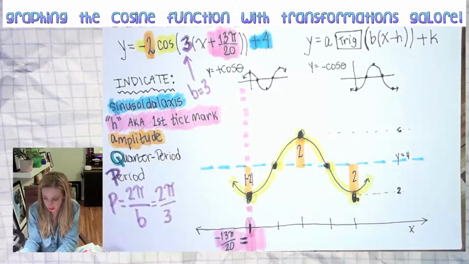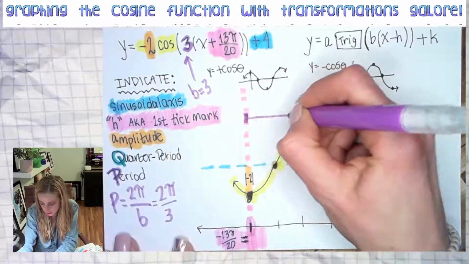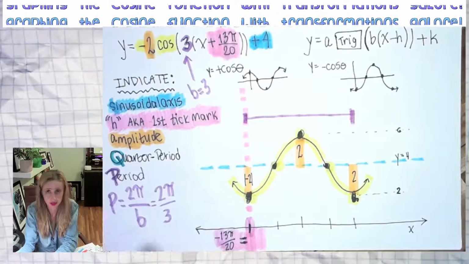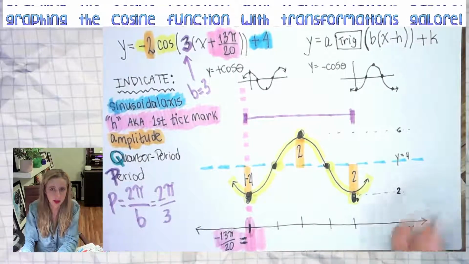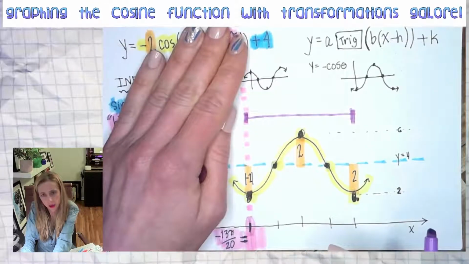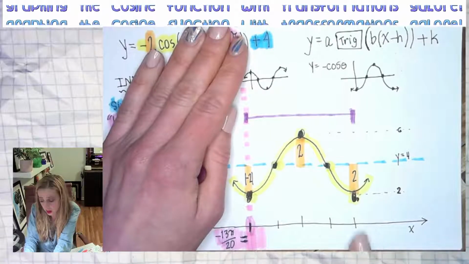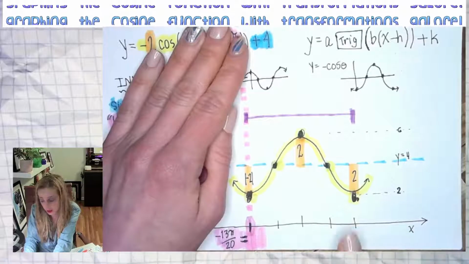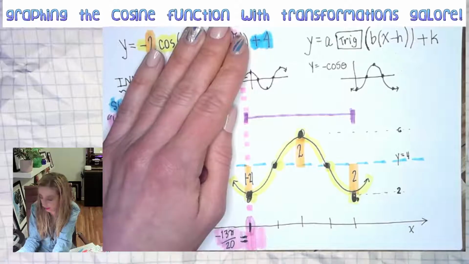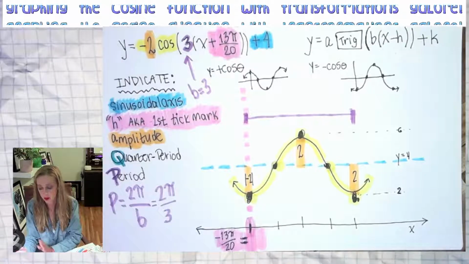What else could I really include? The period is from there to there. How long is that? That distance from start to finish. What if you only had a graph? How would you figure out the period? If these are labeled, subtract your last spot minus your first spot. How far apart are they? There you go. You're welcome. That's the period. Okay?